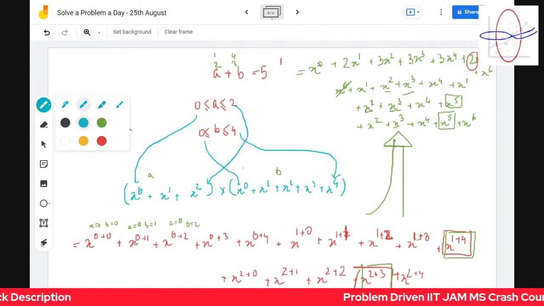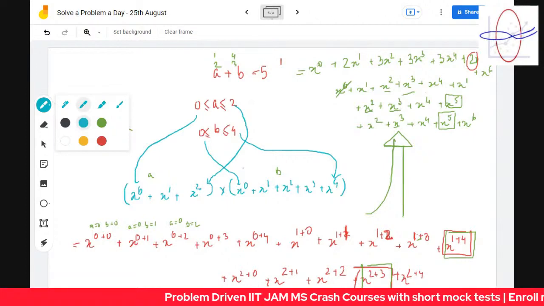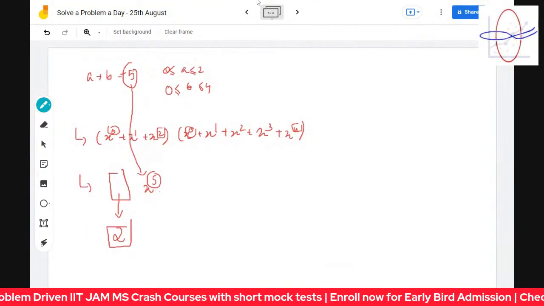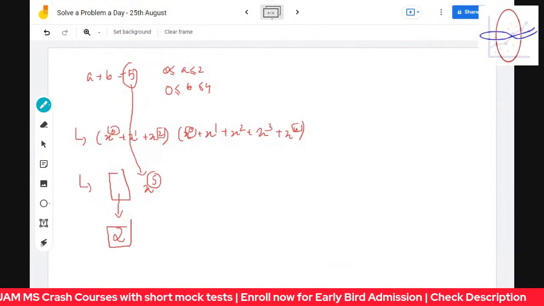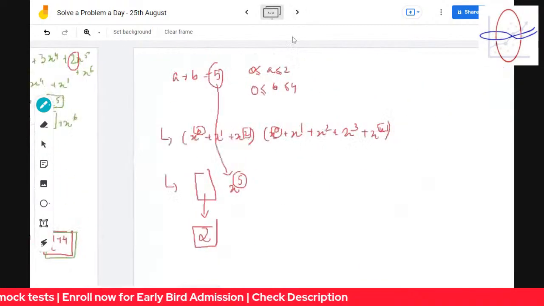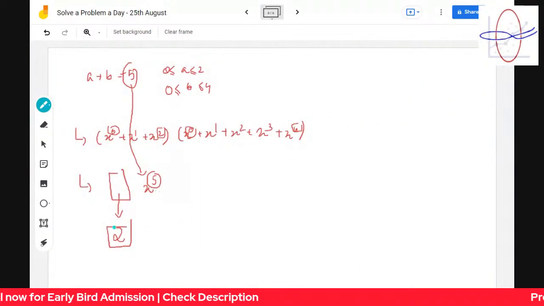This is something really interesting. This is related to something called a generating function, but I'm not going into the details. This is an algorithm. You can think about how powerful it is. And you can use this algorithm to solve this problem. And we have got that the coefficient of x to the power 5 is coming out to be 2.